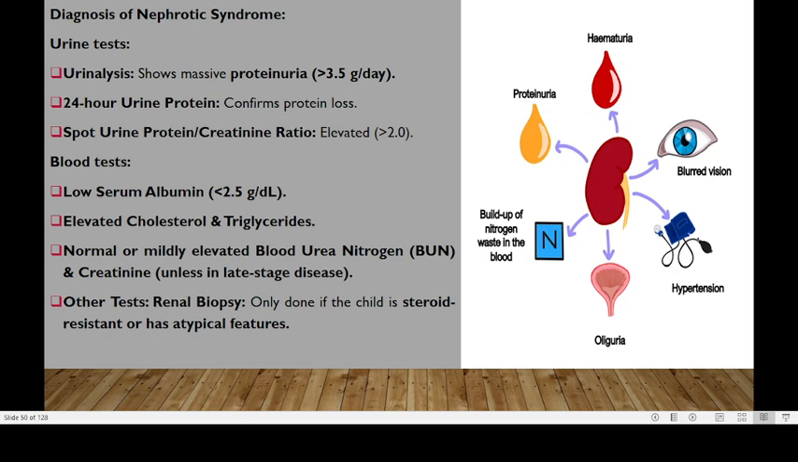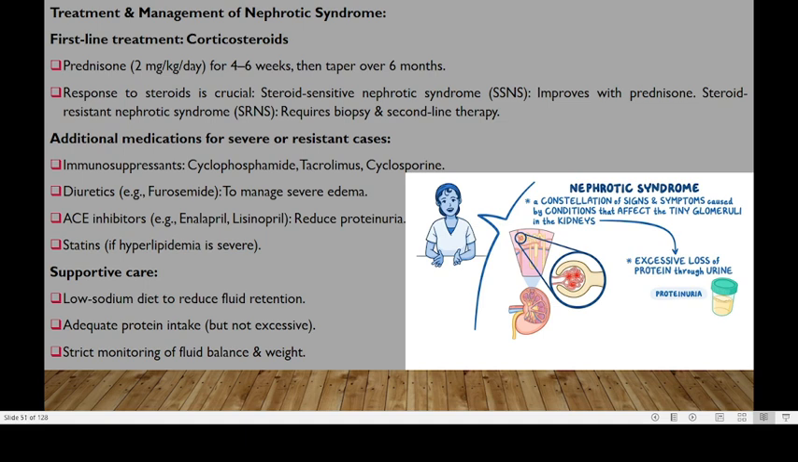Other tests include renal biopsy, which is only done if the child is steroid resistant or has atypical features. In terms of treatment, we have the first line treatment. So the first line treatment for nephrotic syndrome are the corticosteroids. So probably give prednisone 2 milligrams per kg per day for 4 to 6 weeks. Then you taper over 6 months.